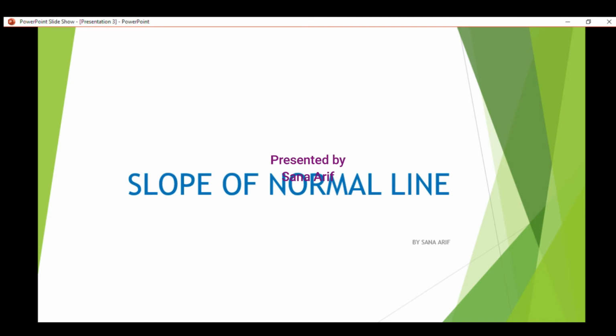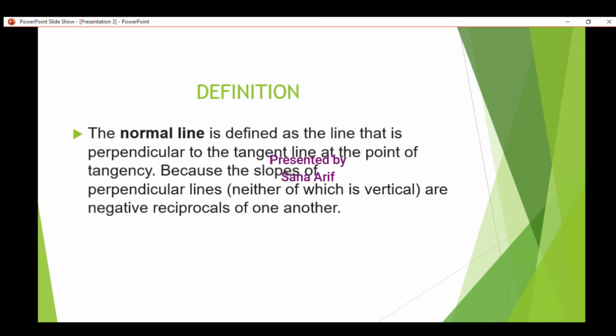Bismillah Rahman Rahim. The topic given to me is slope of normal line. The normal line is defined as a line that is perpendicular to the tangent line at the point of tangency, because the slopes of perpendicular lines, neither of which is vertical, are negative reciprocals of one another. So basically, the normal line is a line perpendicular to the tangent line.